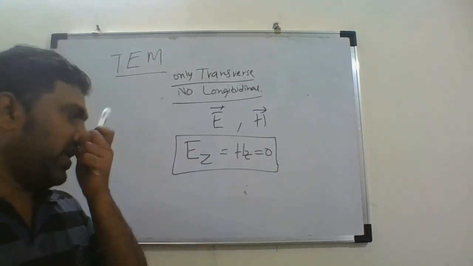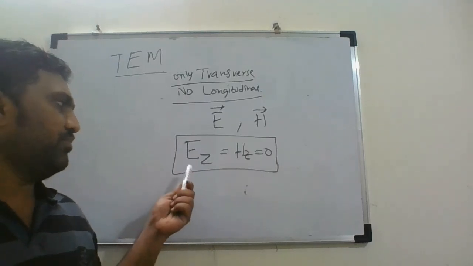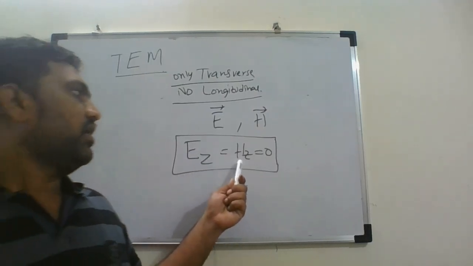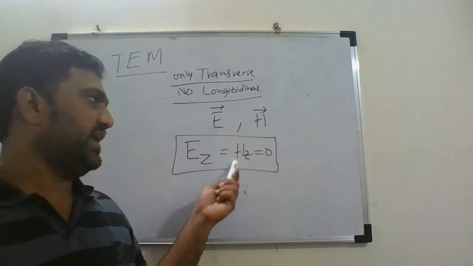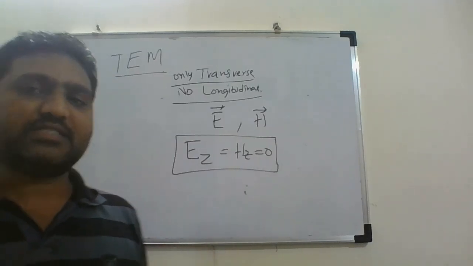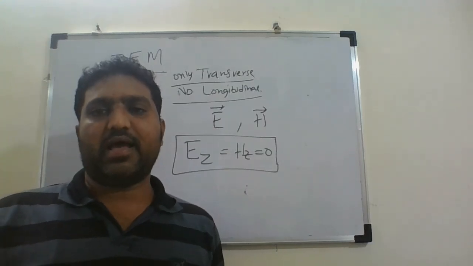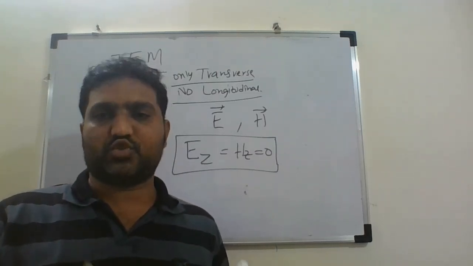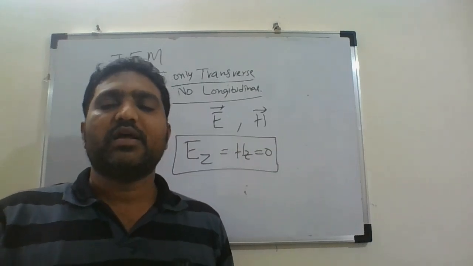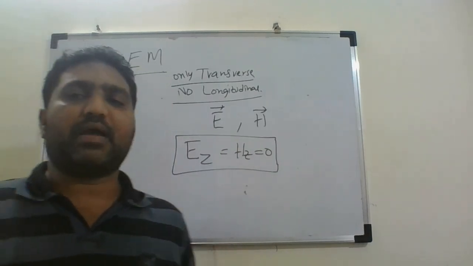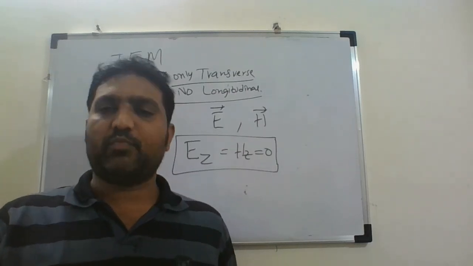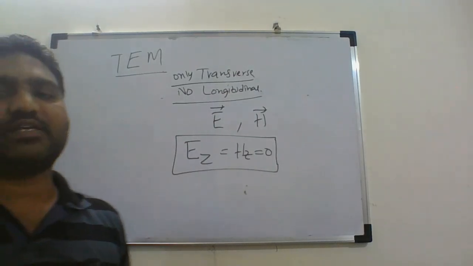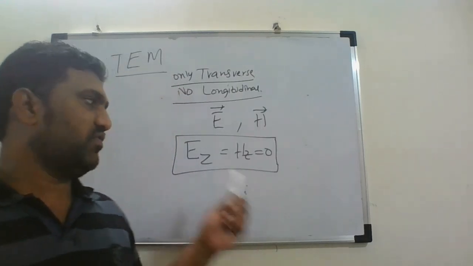This special kind of wave, where the longitudinal component of electric field Ez and the longitudinal component of the magnetic field Hz are both zero, is called a transverse electromagnetic wave, as in this case both electric field and magnetic field are transverse to the direction of propagation. At any point, both fields will be transverse to the wave propagation. This kind of mode of propagation is called a transverse electromagnetic wave. It is a special wave.